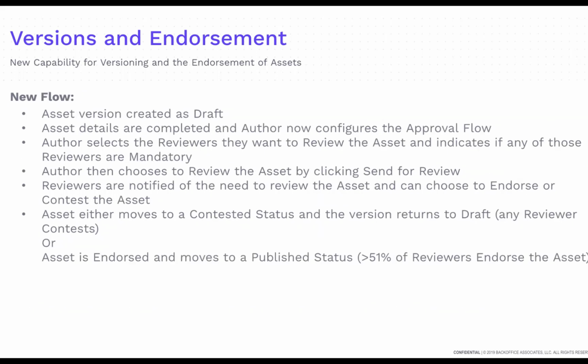So the new flow, and I've got a diagram that shows this on the next slide, will create an asset version as draft. The asset details are then completed as you would today, and the author now configures the approval flow. So the person who's created the asset, or any author in the system, can then create and configure that approval flow. As I said, with this initial version, the existing version that we are shipping today, the author will select the reviewers that they want to review the asset and indicates if any of these reviewers are mandatory.